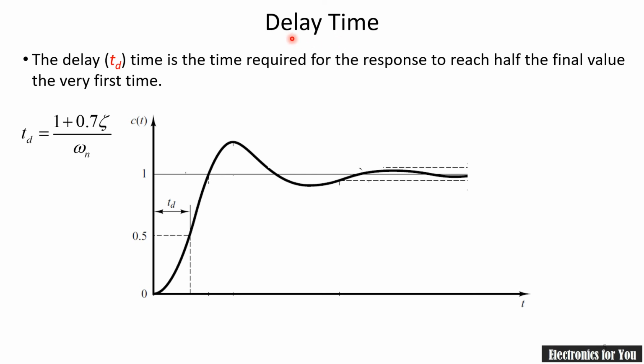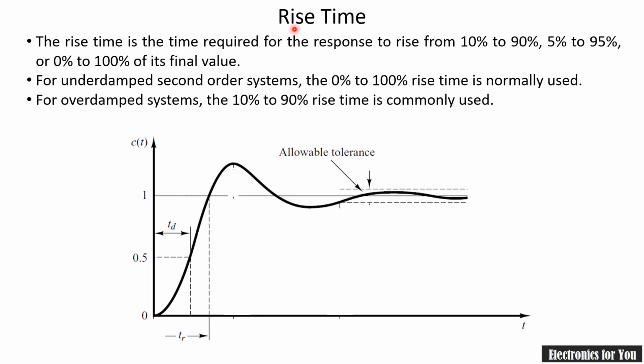Now after delay time, the next specification is rise time. Again you can look here at the diagram: the output is varying from 0 to 100% in this case because it is an underdamped system. So rise time can be defined as the time required for the response to rise from 0 to 100% of its final value.